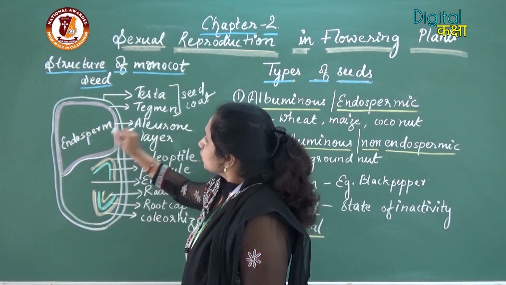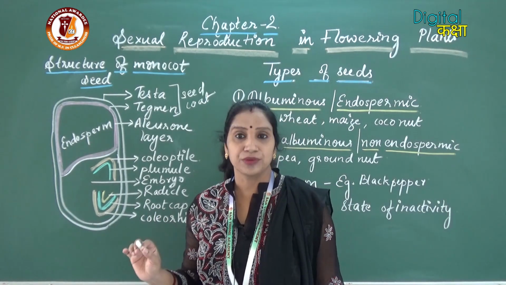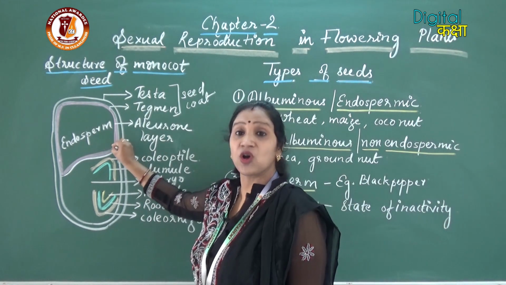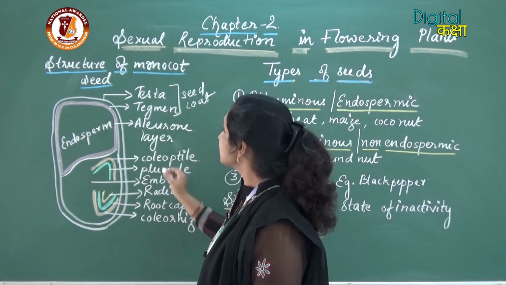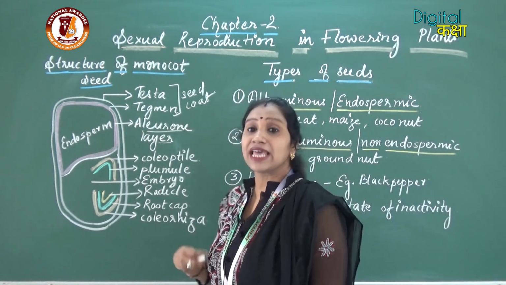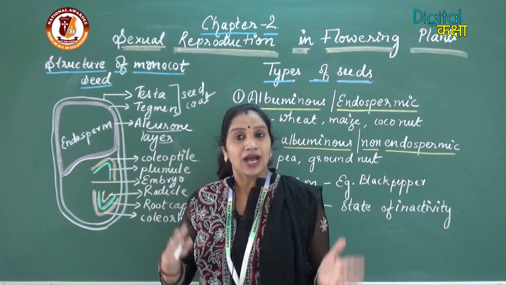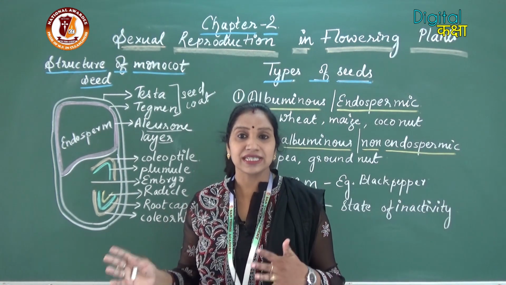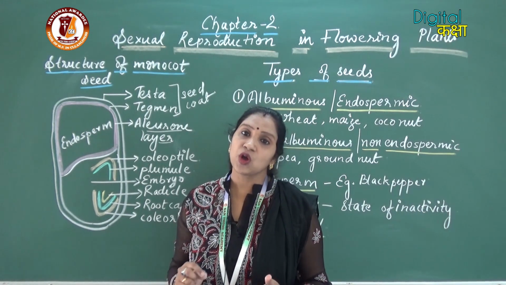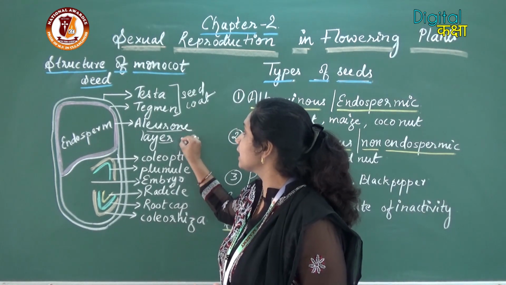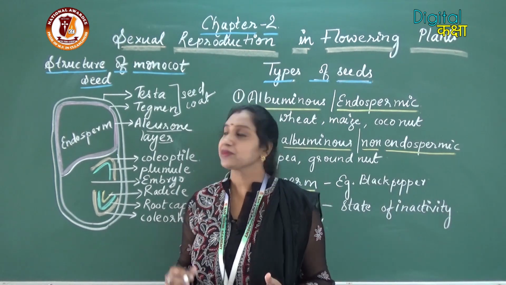Now, you all know that the endosperm provides nutrition to the developing embryo. So here a special layer is also present which is not present in case of dicot seed, and that layer is aleurone layer. This aleurone layer is very much rich in protein. So other than the contents which are present in the endosperm, a special layer is present in case of monocot seed, and that layer is called aleurone layer, and it is a speciality of the monocot seed only.